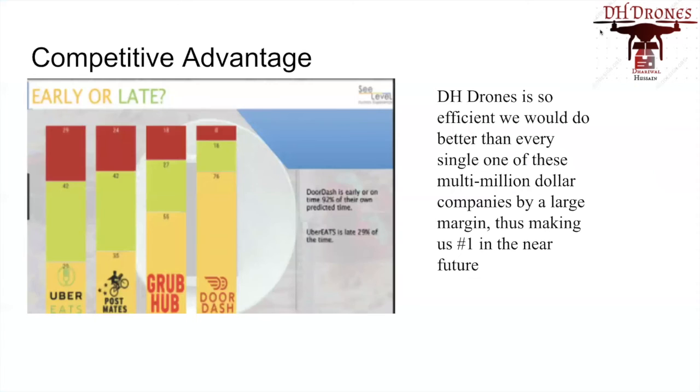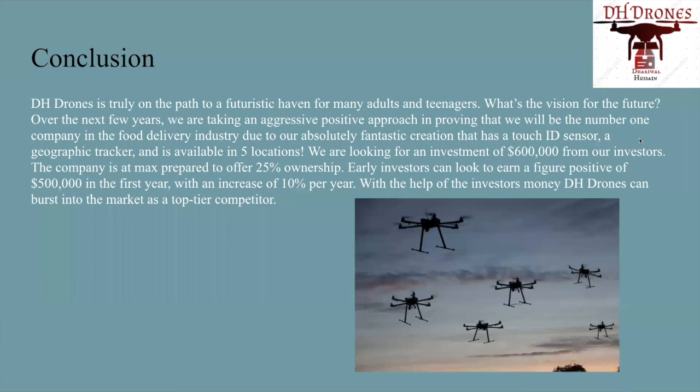Moving on. Our competitive advantage. Are we too early or are we too late? DoorDash is early or on time for 92% of their predicted time. However, Uber Eats is late 29% of the time. While they're early, this is not always a good thing. Sometimes customers can miss out on their food because they're not home at that time. We are going to offer a consistent time that our drones can meet every single time. This is going to make us the number one food delivering business.